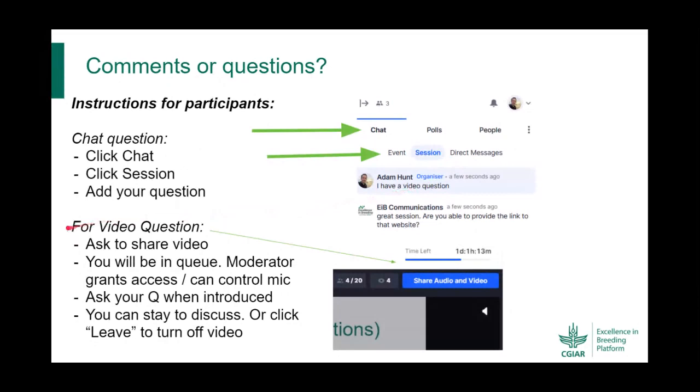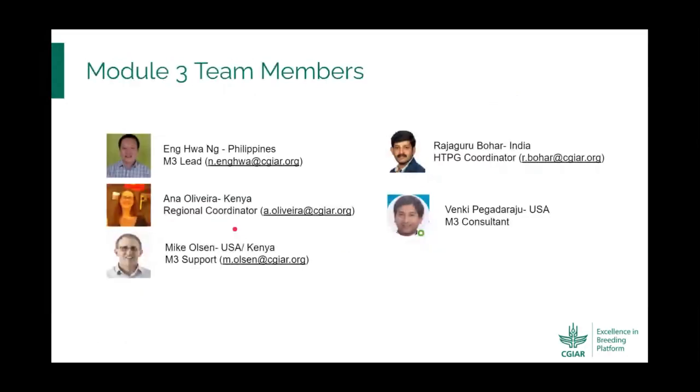So quickly, I would like to introduce the current Module 3 members of EiB. Myself, I'm Eng Hua. I'm currently based in the Philippines. And then we have a moderator in the session, Ana Oliveira. She's currently based in Kenya. She's still new. She joined us this year as the Regional Genotyping Coordinator for EiB.